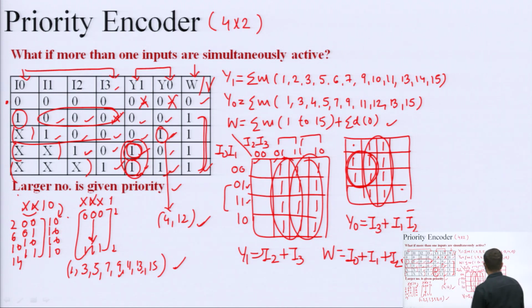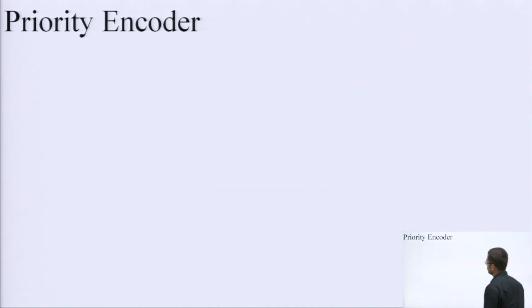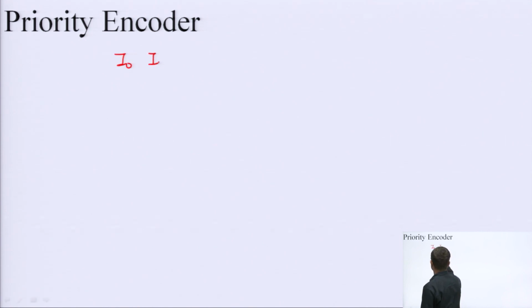Okay. So, now these expressions can be converted into a circuit. So, we have prepared a blank sheet here. So, I naught, I 1, I 2 and I 3.